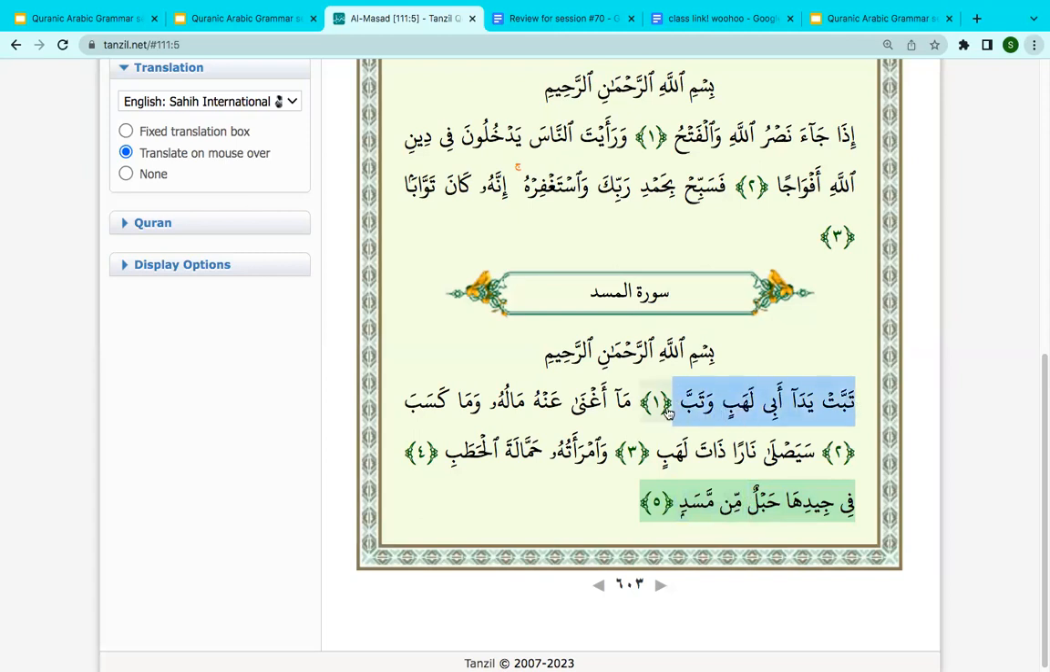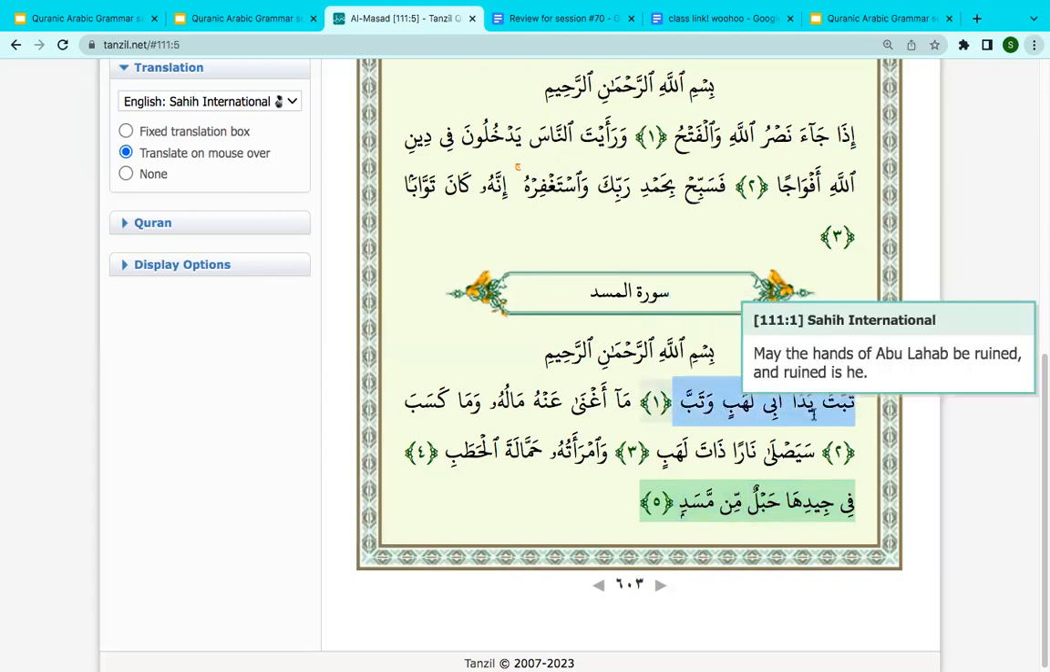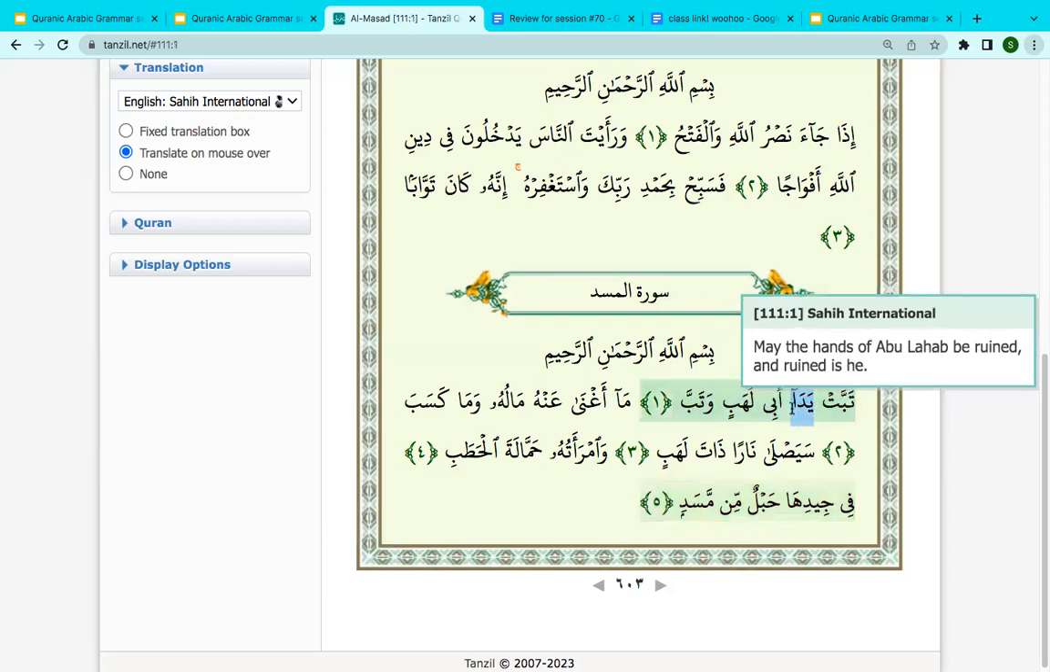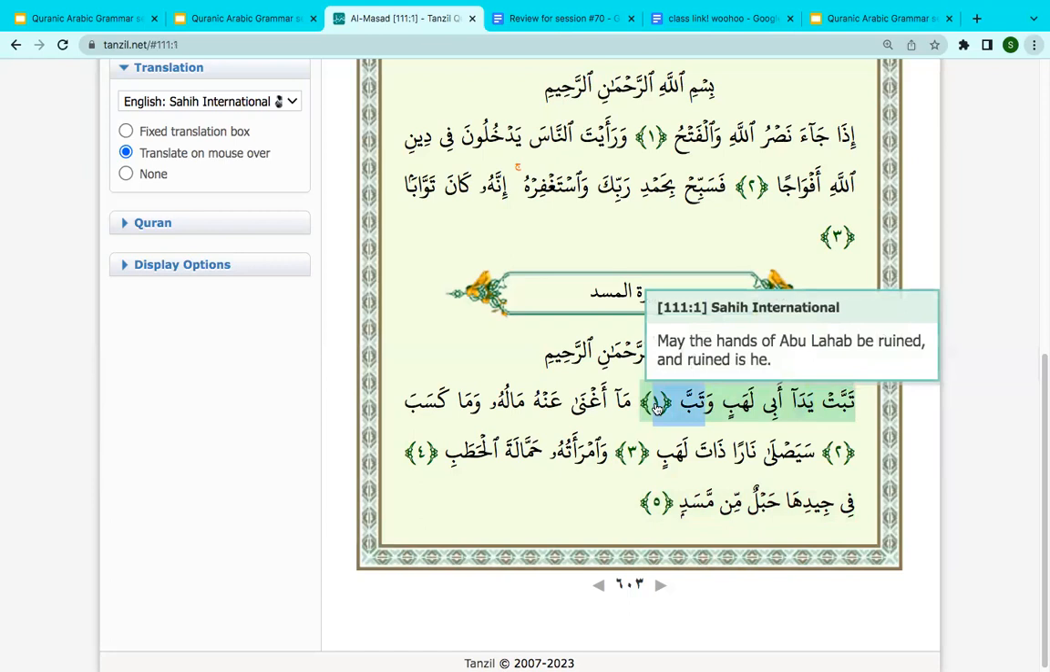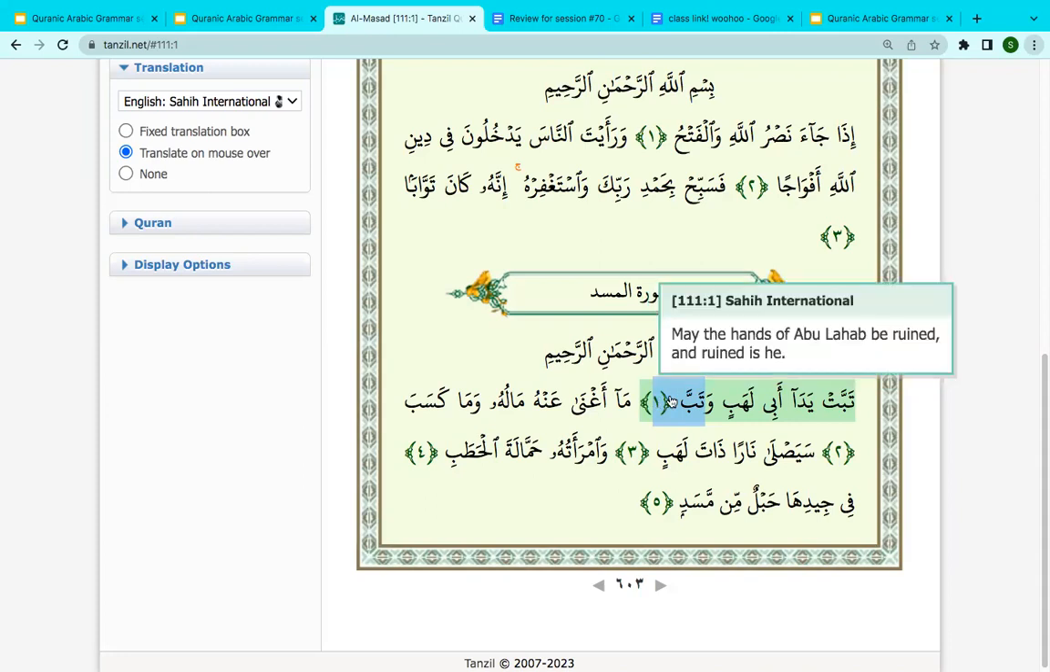Tabbat yada abi lahabin wa tab. May two hands. How many hands are being talked about here? Two hands, right? Two hands of Abu Lahab be destroyed. Watab, and may he be ruined. May he completely be ruined. Not just his hands, but he himself be ruined. Allah subhanahu wa ta'ala is cursing him in a very emphatic way.